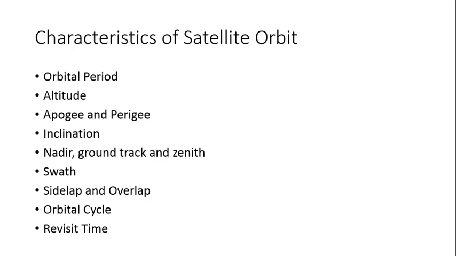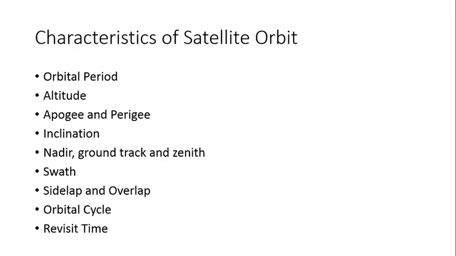Please note these definitions. The first important definition is the path for the orbit. An orbit is nothing but a path followed by a satellite in space. The orbit may be circular or elliptical in shape.